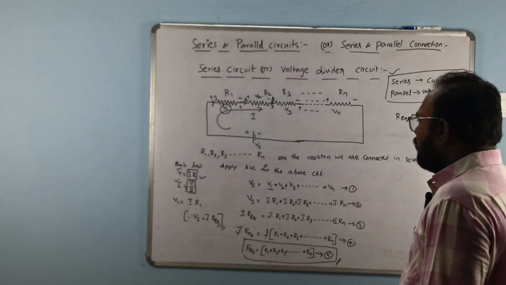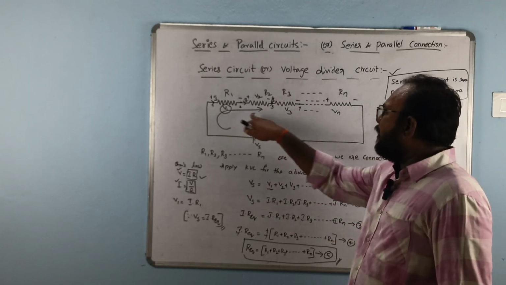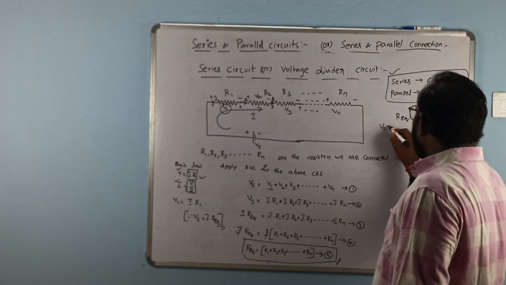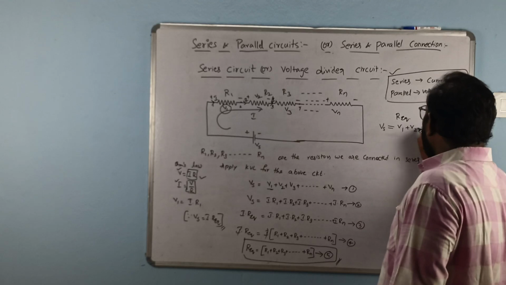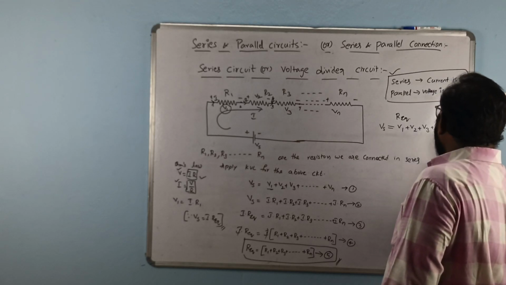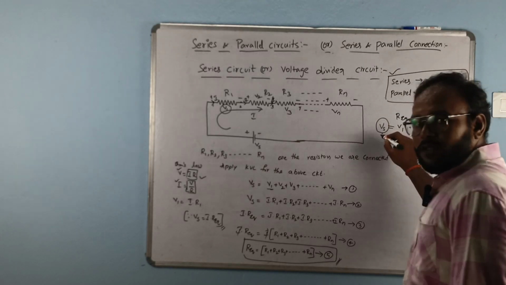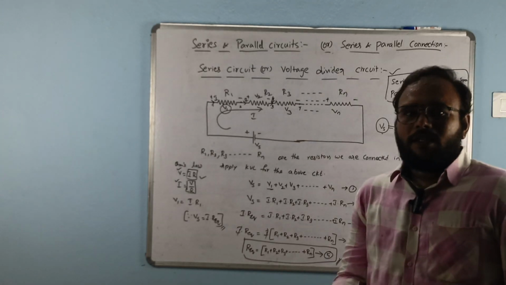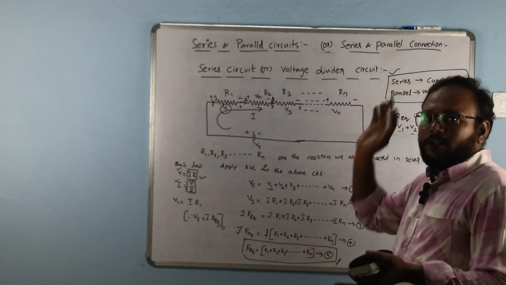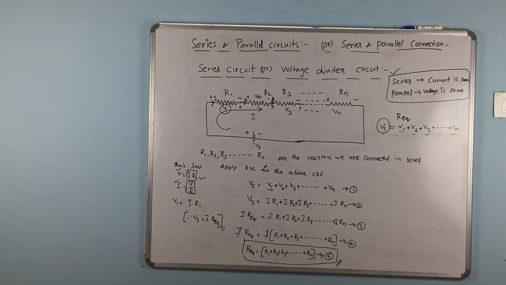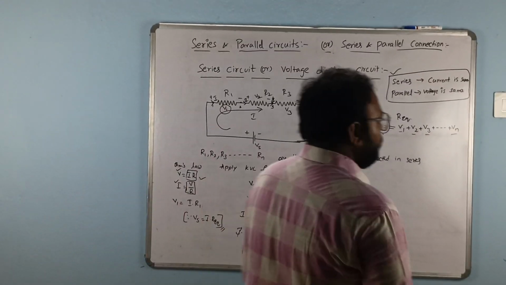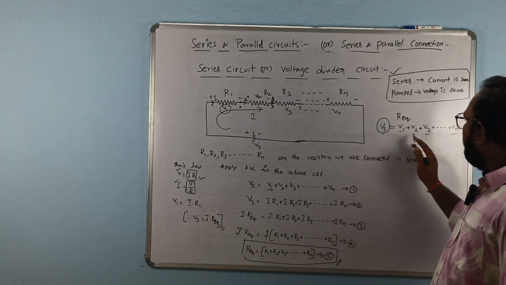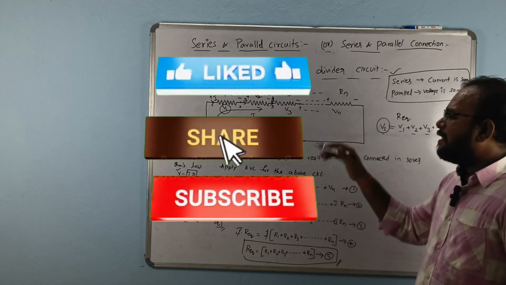Okay, so see here, what happened if this voltage is divided here. Is it right? V1, V2, V3. That means Vs is divided into V1 plus V2 plus V3 plus and so on plus Vn. So this applied voltage source is divided into V1, V2, V3, Vn. That means it divides the voltage. That's why we call this a voltage divider circuit.